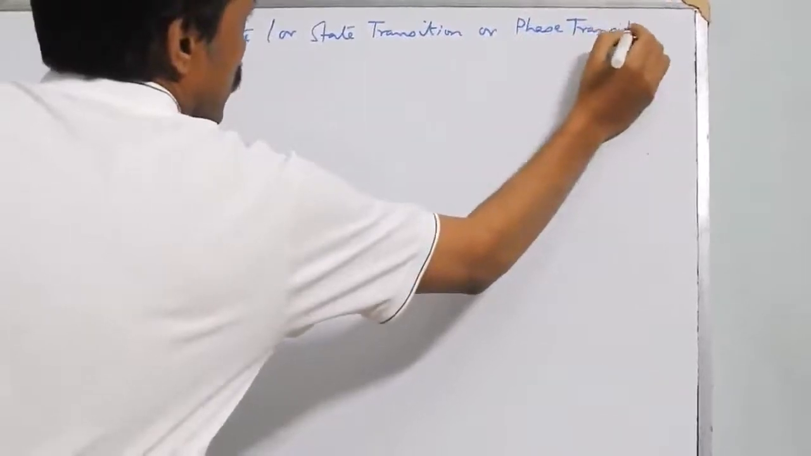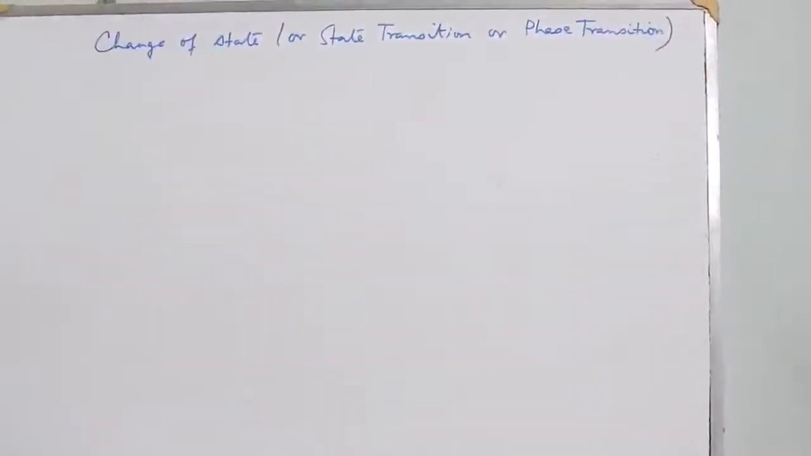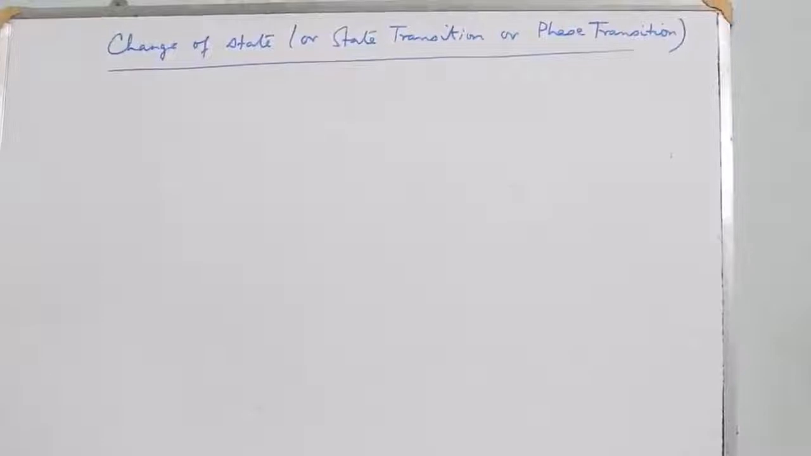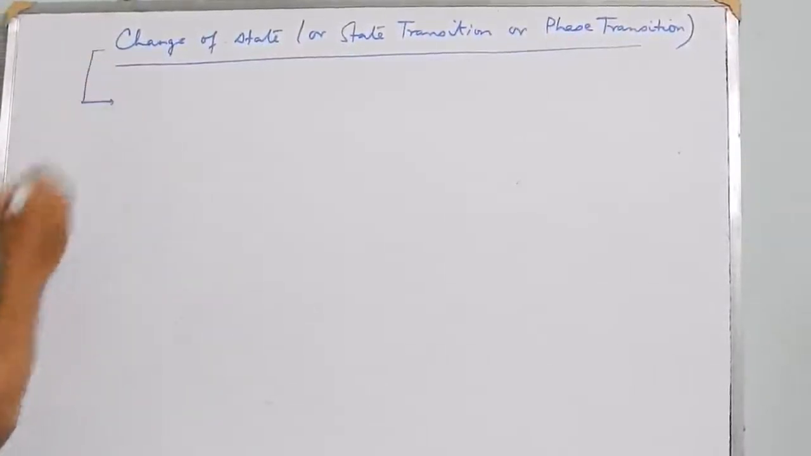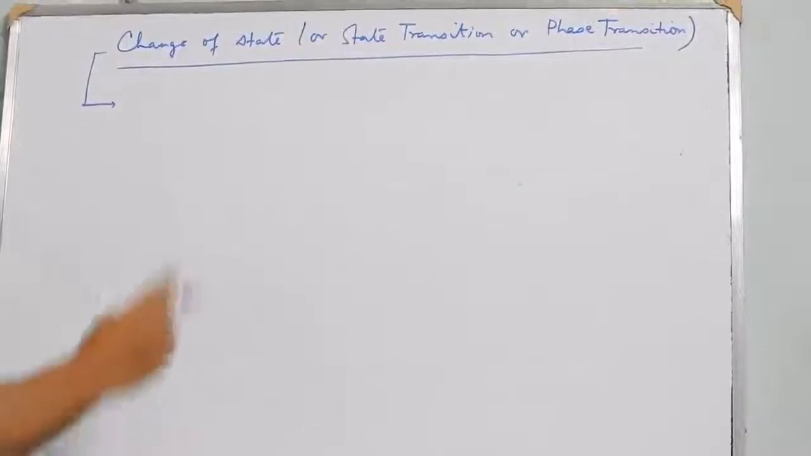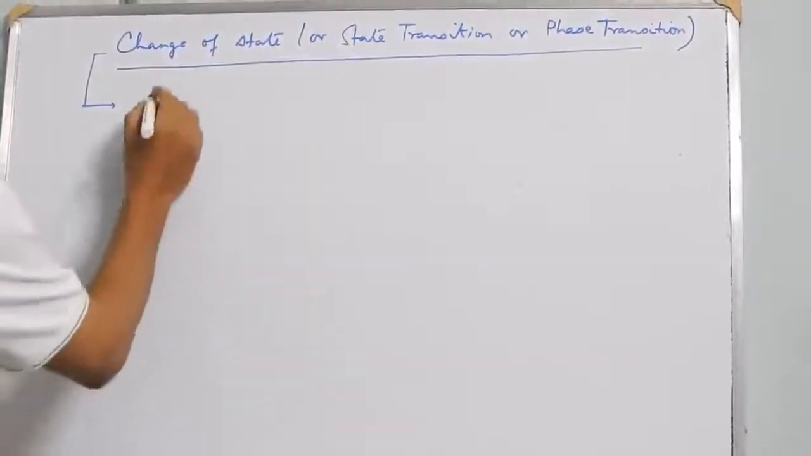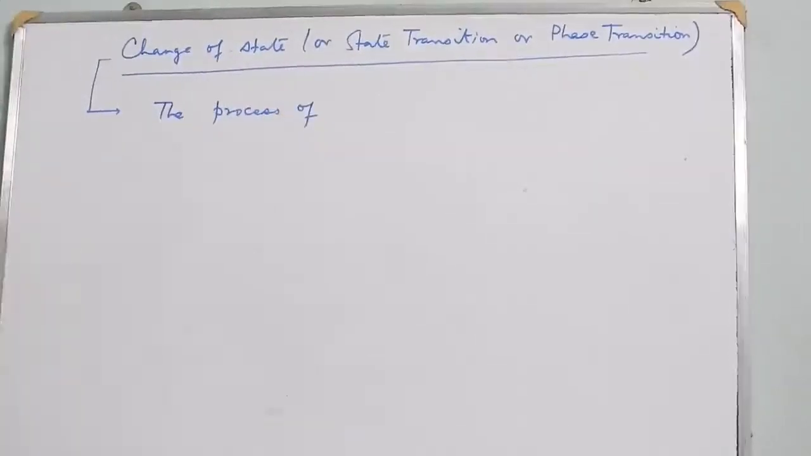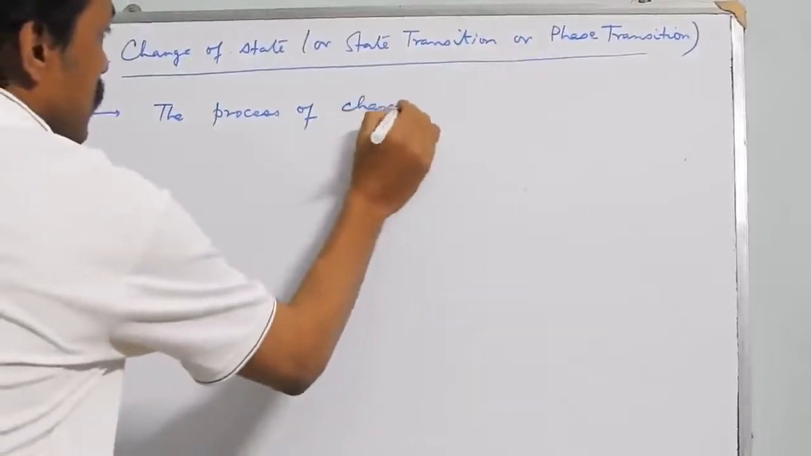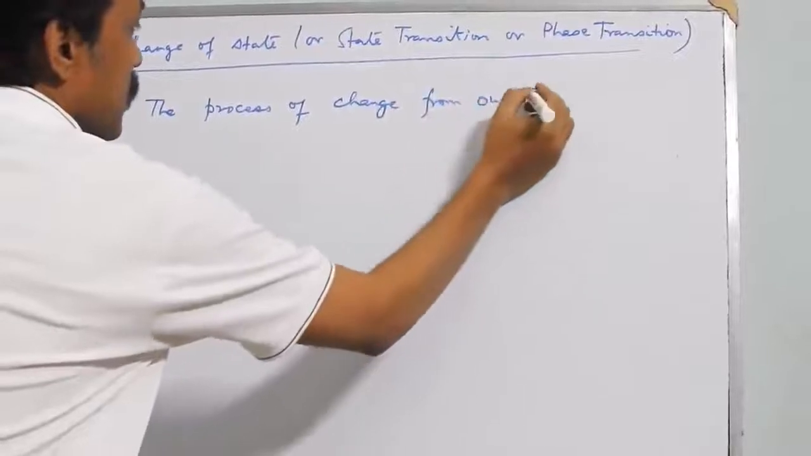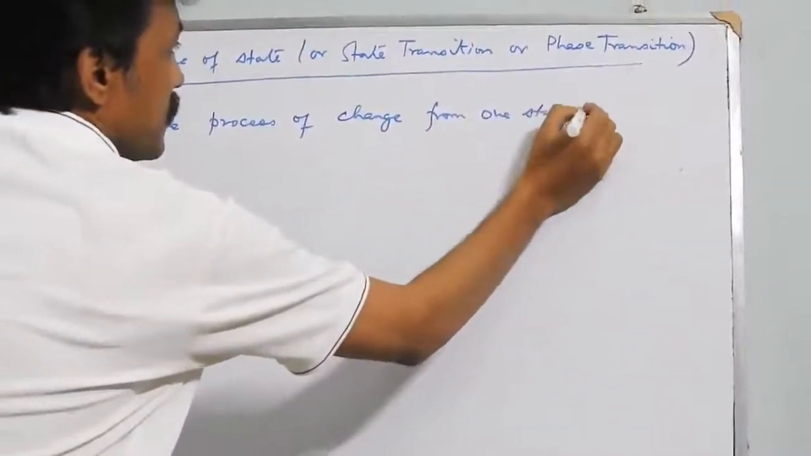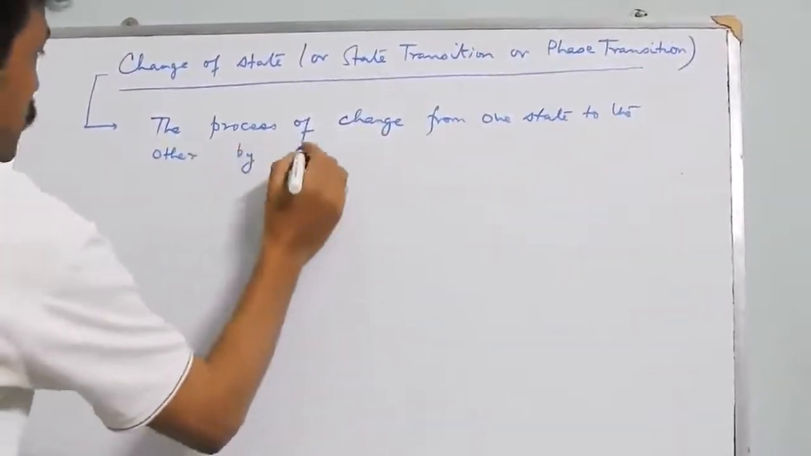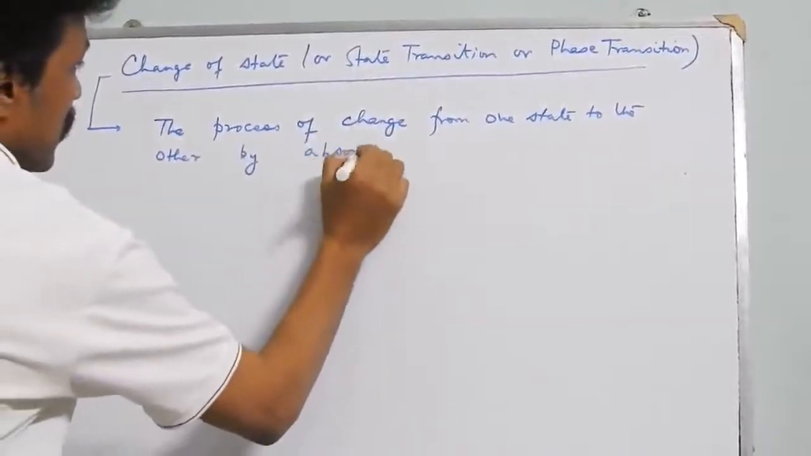So when a substance gets converted from solid to liquid or liquid to gas, it is called state transition. State transition, or change of state, is the phenomenon of change from one state to another. You can say it is the process of change from one state to the other by simply absorbing heat or liberating heat.